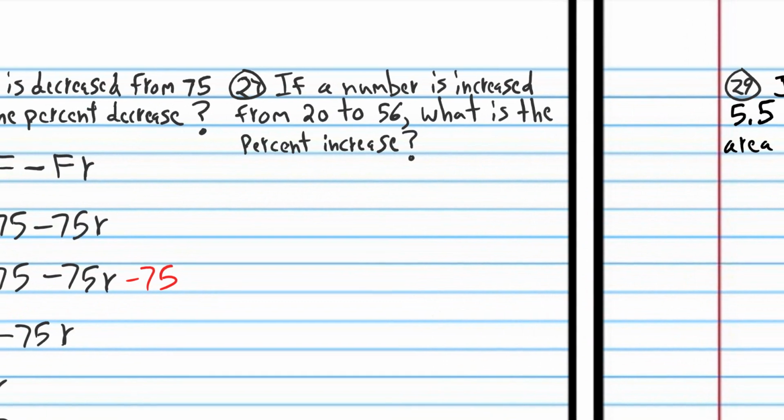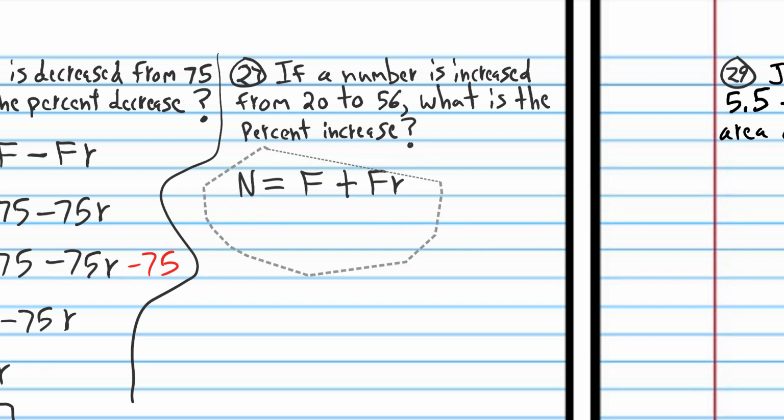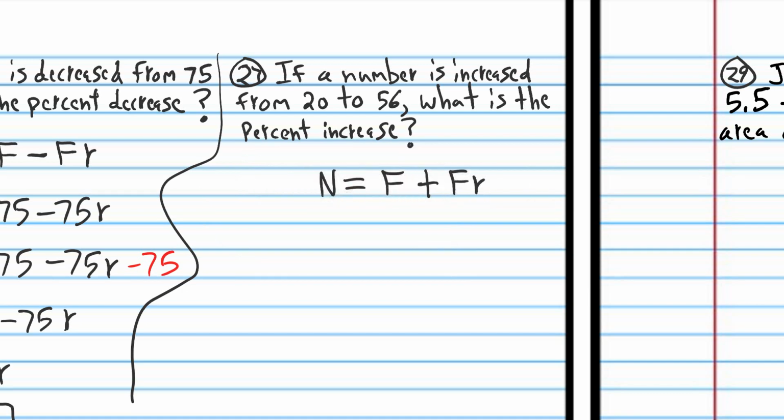All right, let's try another one of these together. So I'm going to put a divider here. So again, we write our master equation, the equation that we're using. And this is an increase, so we have to put plus for increase. Again, if it's an increase, you put plus. If it's a decrease, you put minus. So again, they give us n and they give us f, and we have to find r. So the new number is 56. That's the number it changes to, and the original number, the first number, is 20. And that just becomes an algebraic equation.